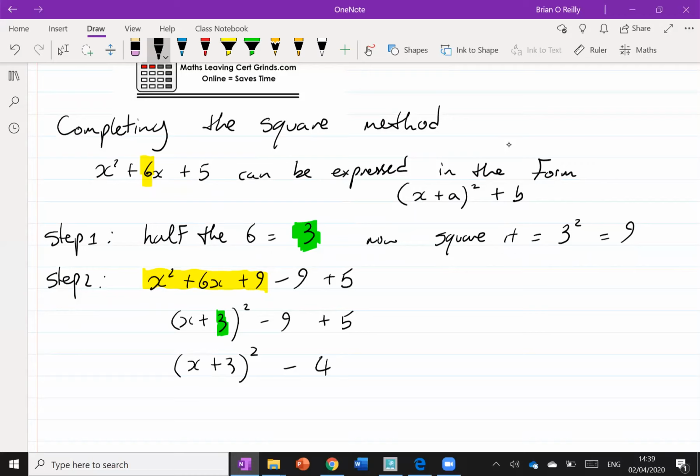But what we need to be careful of is that when we halve that coefficient, we get the 3, and then we square it and we add it on and we take it away. But that 3 actually becomes the perfect square. So whatever number you end up with, highlighted in green in the first place, that's going to be in the brackets: the (x plus 3) all squared. Okay, that should help you.